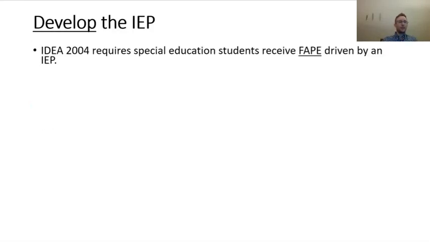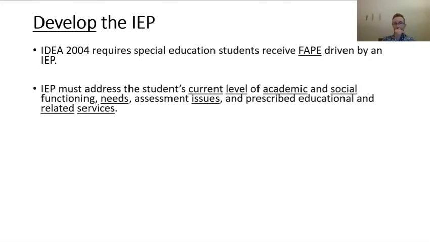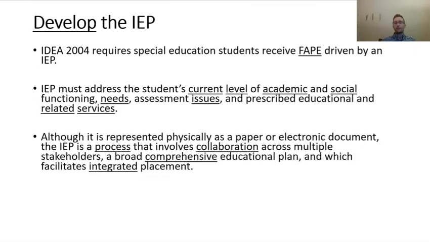Alright, now let's talk about developing the IEP. Now, IDEA 2004 requires special education students to receive FAPE, free and appropriate public education driven by an IEP. The IEP must address the student's current level of academic and social functioning, needs, assessment issues, and prescribed educational and related services. Although it is represented physically as a paper or electronic document, the IEP is a process that involves collaboration across multiple stakeholders. A broad, comprehensive education plan, and which facilitates integrated placement.